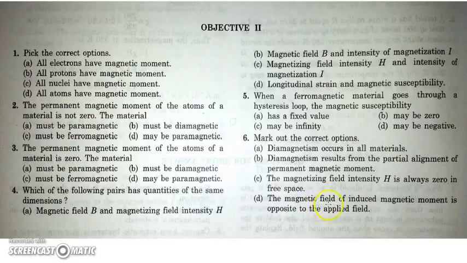The last option is the magnetic field of induced magnetic moment is opposite to the applied magnetic field. Obviously, the magnetic field due to induced magnetic moment will be opposite to the applied magnetic field. So the only correct options are A and D.